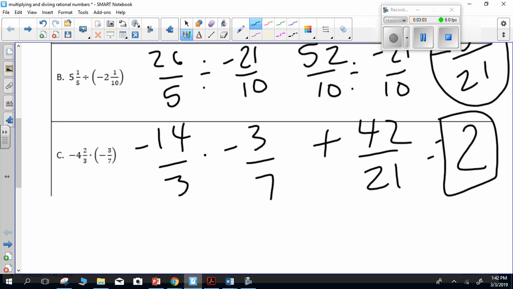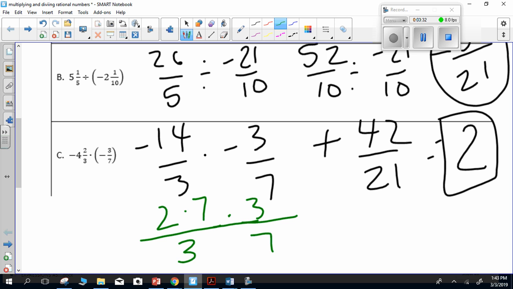If you wanted to, though, you could look at 14 in its prime factor form, which is 2 times 7, over 3 times 3 over 7. If I rewrote this and switched these prime factors around, I would be left with 2 times 3 times 7 in the numerator over 3 times 7 in the denominator. And because 3 over 3 equals 1 and 7 over 7 equals 1, that leaves us with 2.